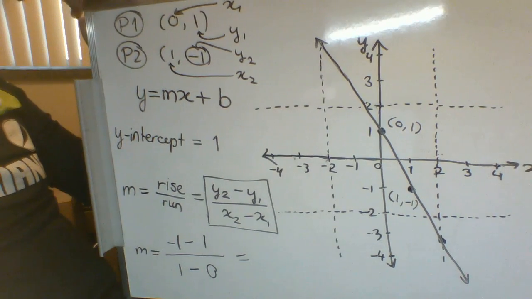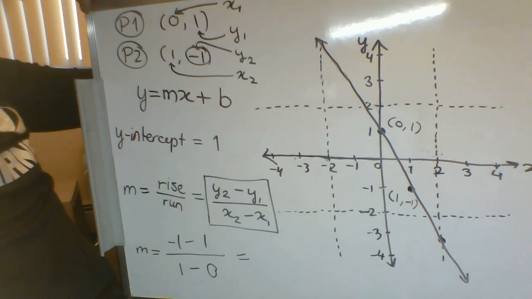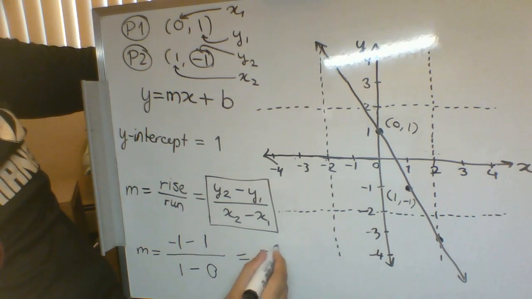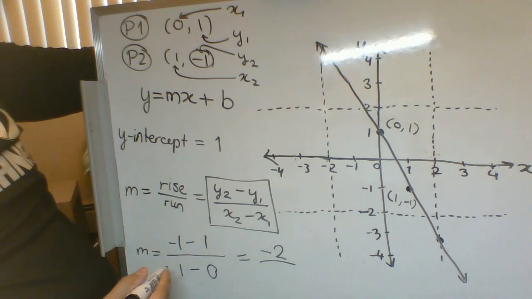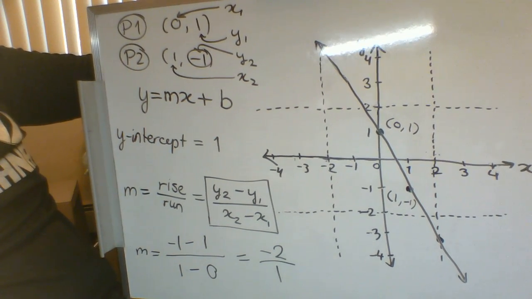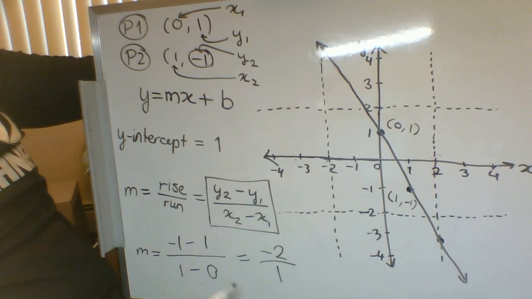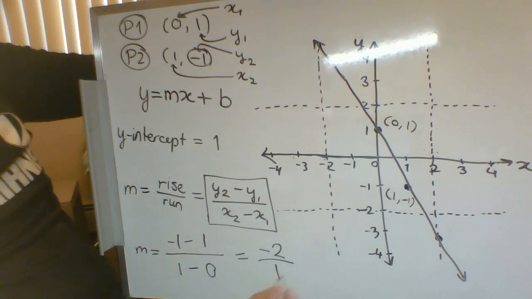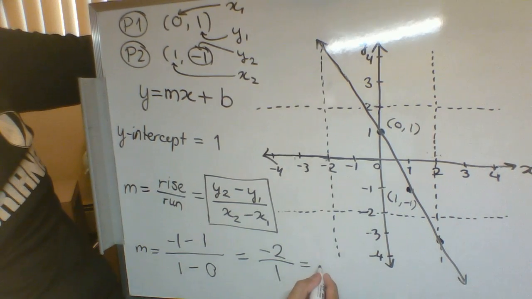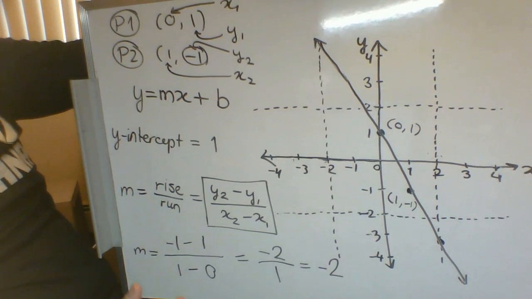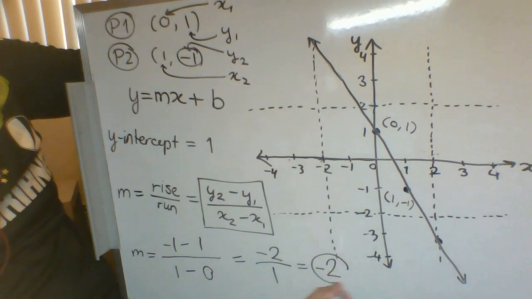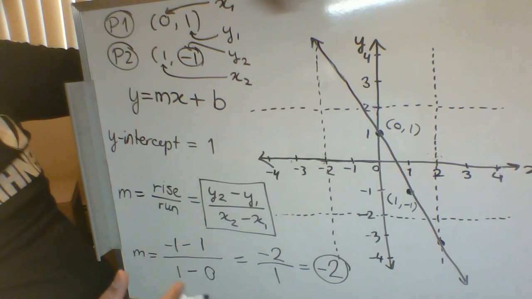Alright, so now we've just got 1s and 0s. Pretty easy to do the calculation here. If we do negative 1 minus 1, that'll give us negative 2. And then in the denominator, we've got 1 minus 0. We haven't really subtracted anything, so that's negative 2 over 1. The 1 minus 0 gives us 1 in the denominator, so that just stays there. But if you've got a denominator of 1, that's the same thing as writing a whole number, whatever the numerator is. So negative 2 over 1 is the same thing as just good old-fashioned negative 2.